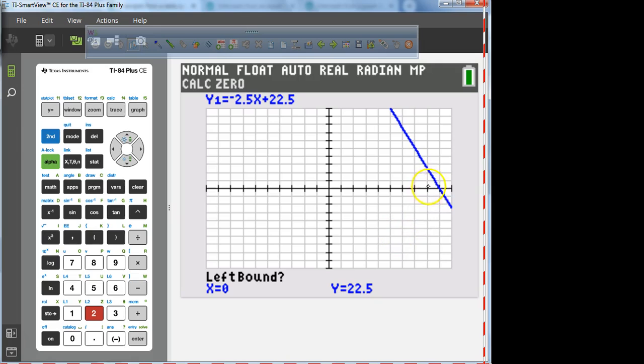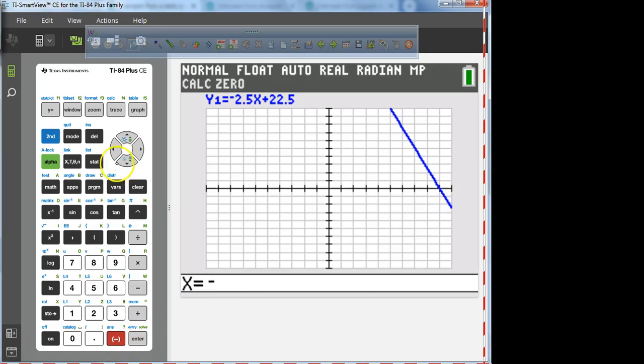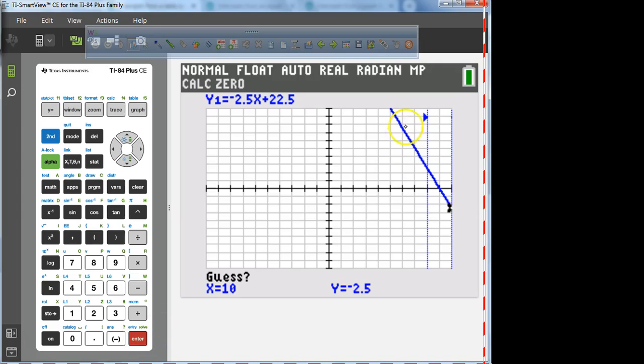We just have to establish some boundaries. So right here, I know I'm between a positive 8 and 10. You see a dotted line. So right now, my zero is definitely located between an 8 and a 10. So I press enter one more time, and look, my 9 is my zero.